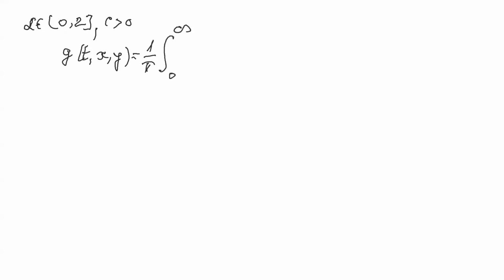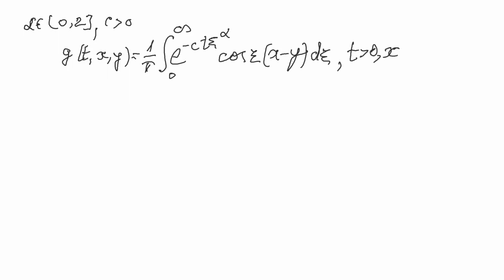For fixed parameter alpha from the interval 0, 2, and c positive, we define the function g(t, x, y) being equal to 1 over pi integral from 0 to infinity of e to the power minus c t xi to the power alpha cosine xi (x minus y) d xi, where t is positive, x is a real variable, and y the same.